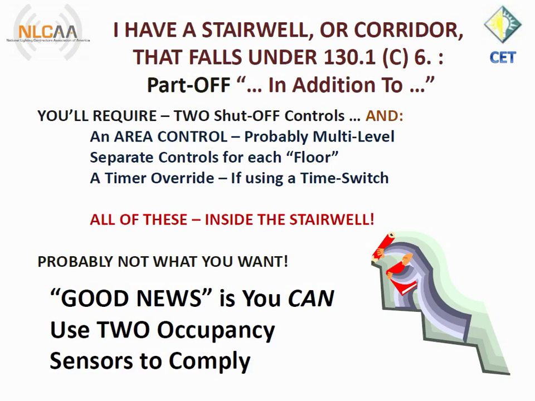Anyway, this is probably not what you want. You didn't want to put a light switch in a non-residential stairwell. The good news is that you can use 2 occupancy sensors to comply with this if you feel like it, which is a little strange, but you will still be required to have an area control to allow you to turn off all the lighting in the area regardless of occupancy status. So that's nuts.